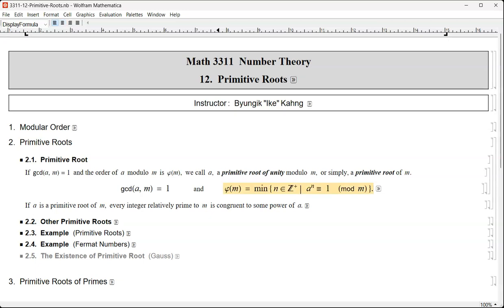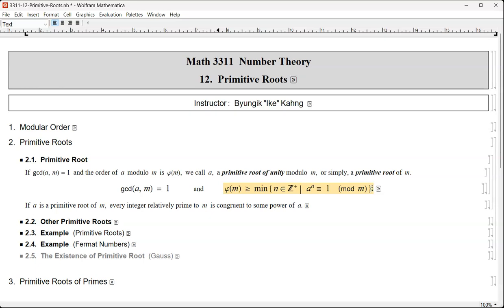The order of A mod M is equal to phi of M. In general, the order is less than or equal to phi of M. The reason: phi of M satisfies this. A to the phi of M is congruent to 1 mod M because of what? Remember? Euler-Fermat theorem. So phi of M is a member of this set, so it should be greater than or equal to the minimum, and the minimum is the order of A modulo M.